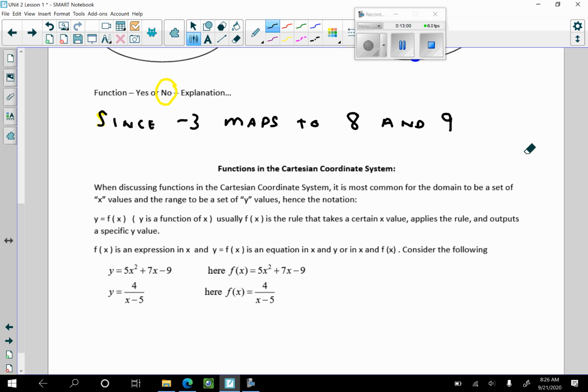Functions in the Cartesian coordinate system, which is the XY land. Let's talk about functions in XY land. When discussing functions in the Cartesian coordinate system, it is most common for the domain to be a set of x values and the range to be a set of y values. Hence the notation y is equal to f of x. And we certainly use this notation f of x in algebra 1. We use this notation in algebra 2.